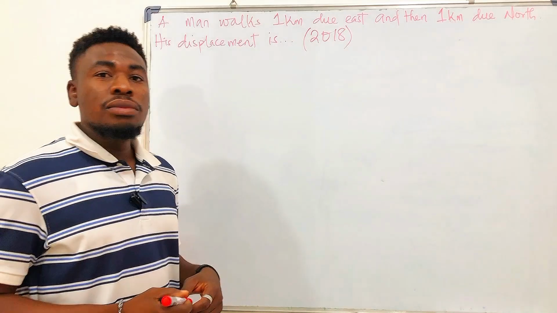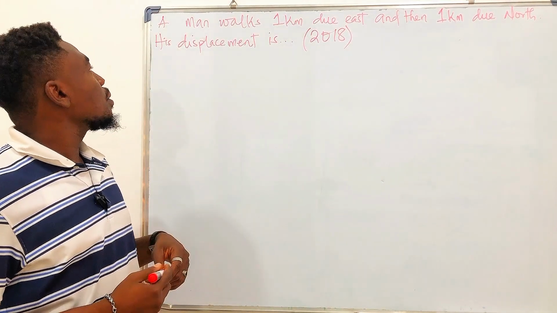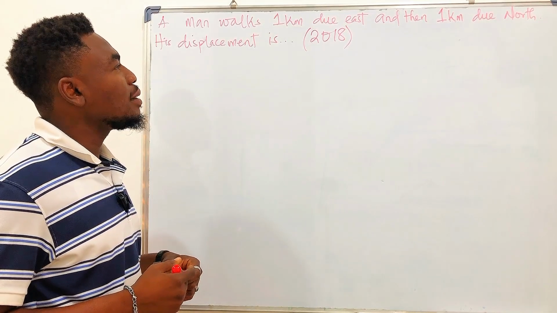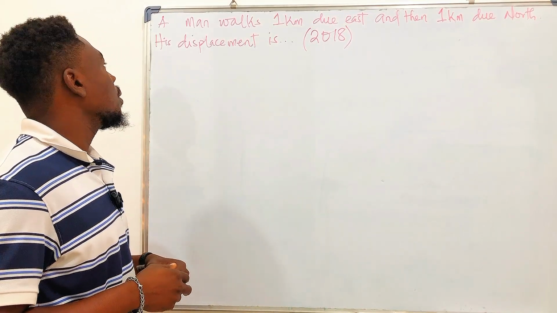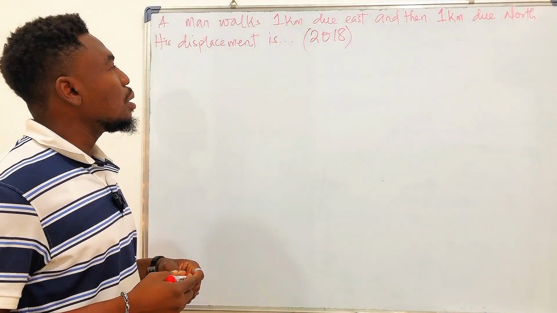Let's solve this JAMB question from 2018. The question says, a man walks 1 kilometer due east and then 1 kilometer due north. His displacement is, it means what is his displacement?